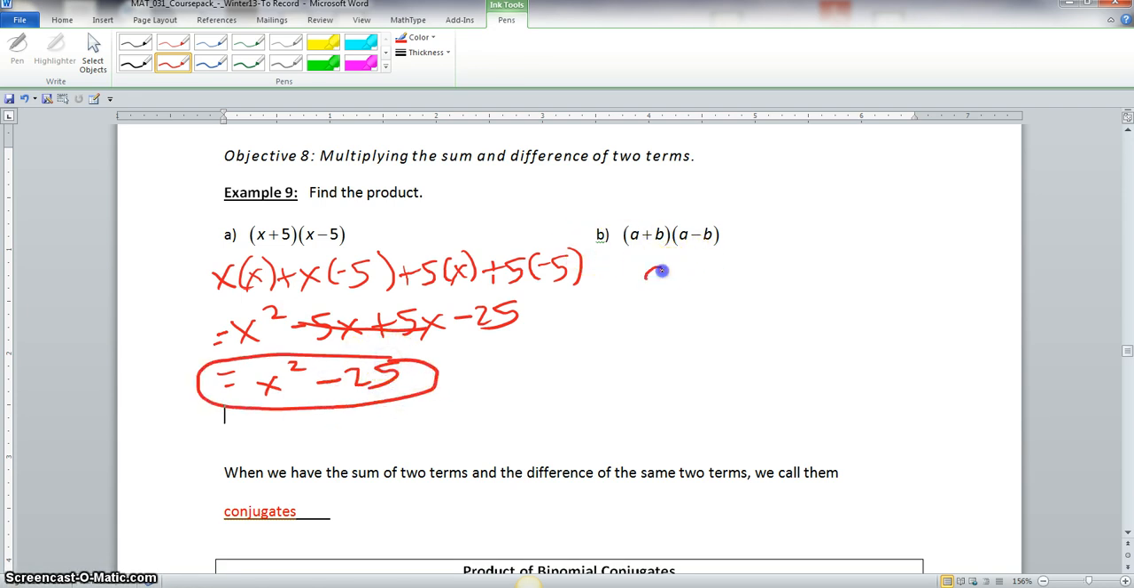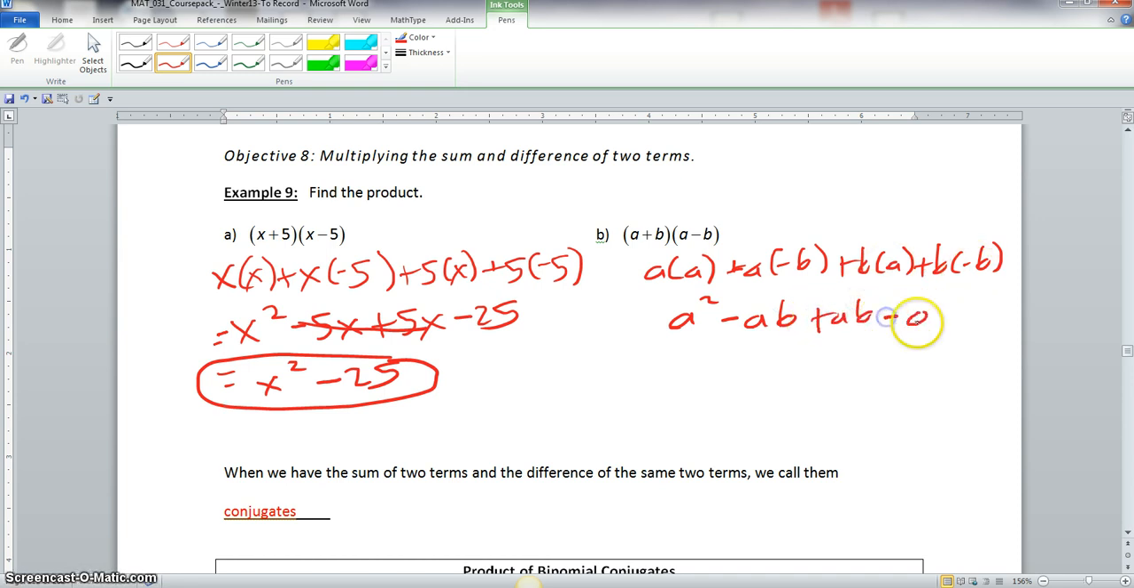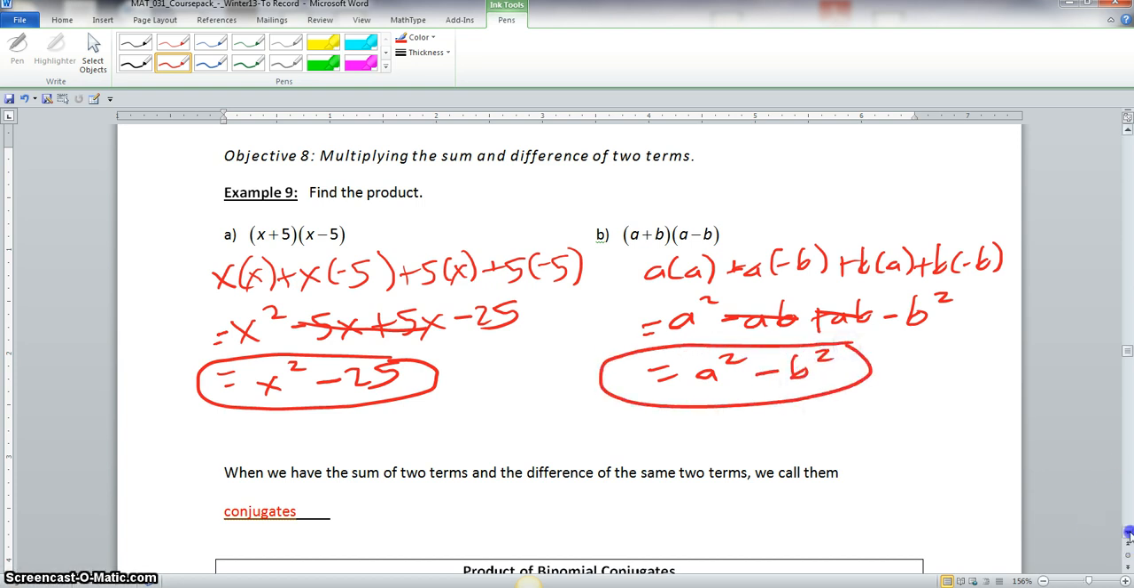Now we go here to b. We will have a times a plus a times a minus b plus b times a plus b times a negative b. So we have a times a, which is a squared. A times a minus b is a minus ab. B times a is a plus ab. And b times a negative b is a negative b squared. Now we have a squared minus ab plus ab, which simplifies out to 0 and leaves us minus b squared. So it's a squared minus b squared.